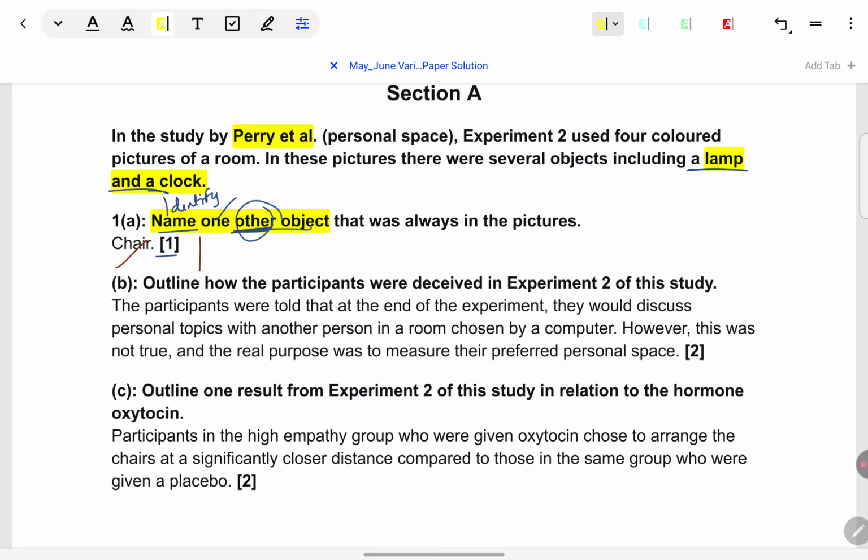Let's look at the next question. Outline how the participants were deceived in experiment 2 of this study. If we look at the command term again, it's outline. Outline is a step ahead of name or identify. You have to give a description. Solely 1-2 word answers will not suffice when it comes to outline. You can see 2 marks have been allotted, which also suggests that you have to write more than what you did in the previous answer.